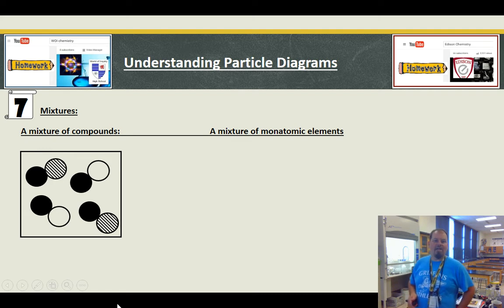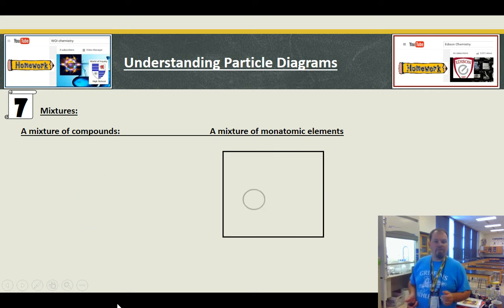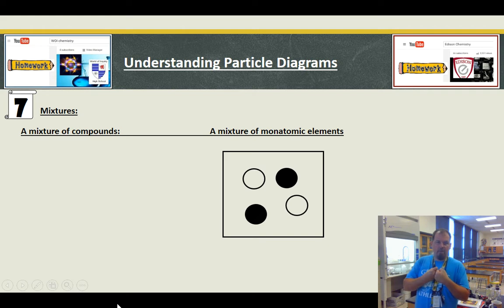A mixture of monatomic elements. Mixture, more than one. Monatomic, not linked by itself, mono. So two different kinds of single elements. There you go. Notice they are not compounds, they are not together. Compounds being together is a big deal. Okay. Good? Good.